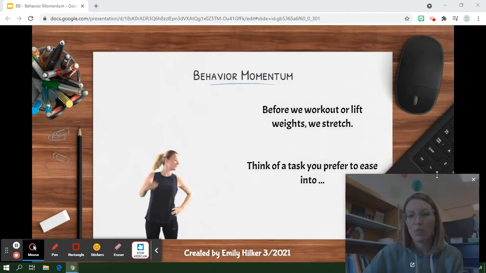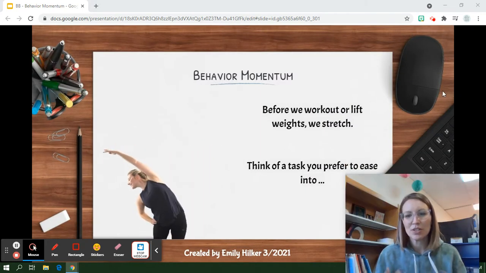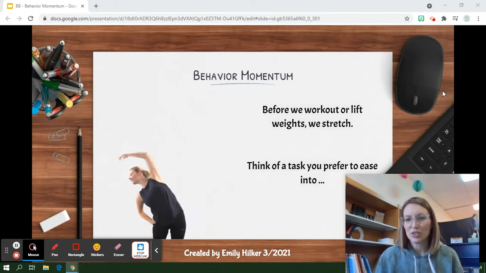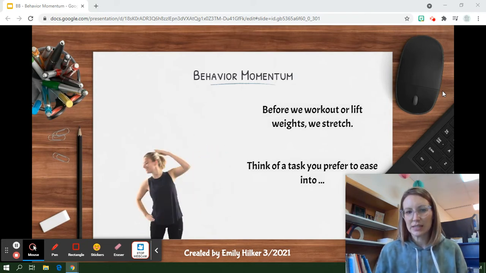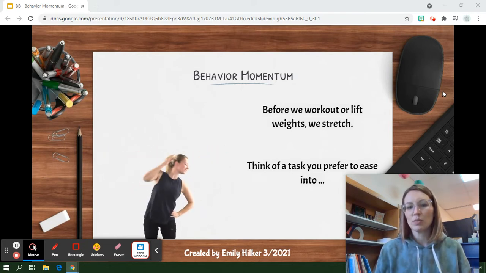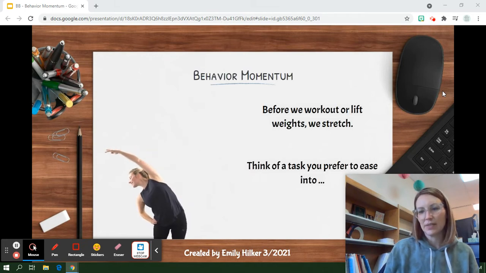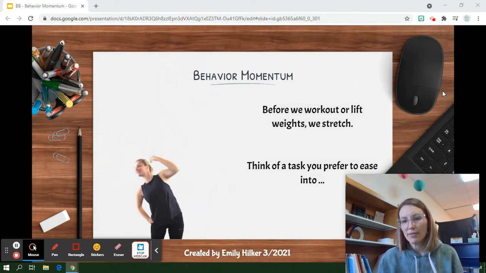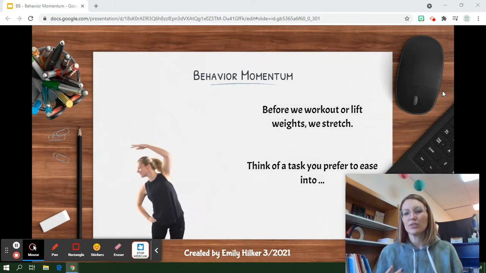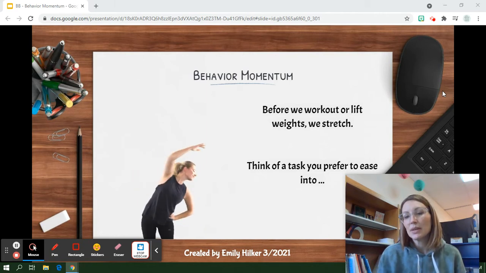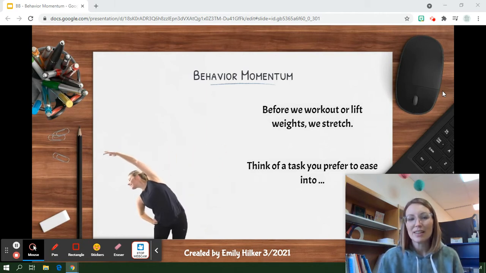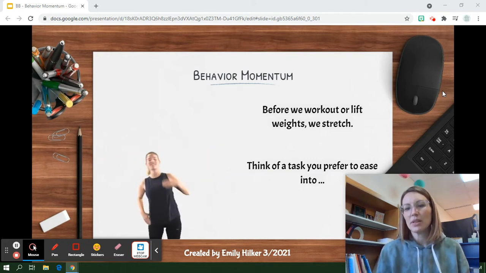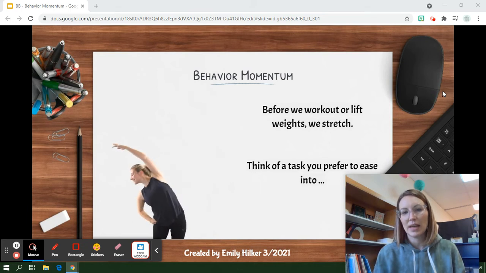So if you think about when we work out, we don't just go to the weight machines and start lifting right away. We have to stretch. We have to ease into things and kind of build up to those more difficult weightlifting activities. We might not just hop on the treadmill and start running. We might walk first or jog and then slowly increase our speed. Behavior momentum is the same thing. We are going to give requests that are a little bit easier, a little bit more tolerable, and build up to that more difficult task toward the end.